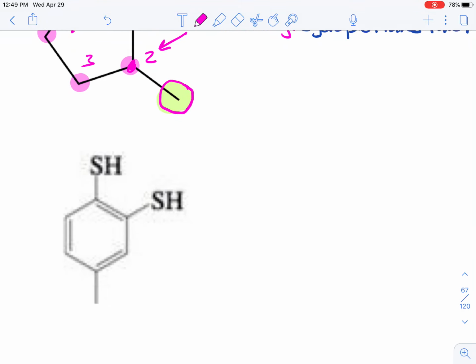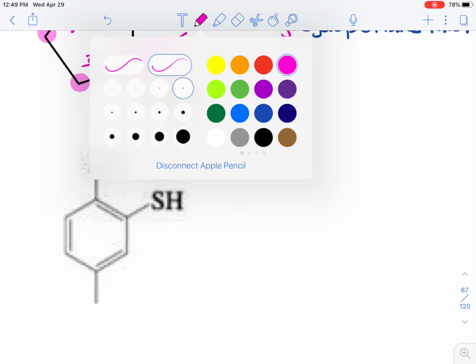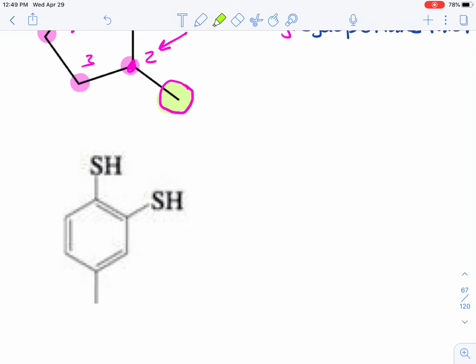All right. So let's talk about how to name sulfhydryl groups that are present in an aromatic compound such as benzene. It's been some time since we've discussed benzenes and naming benzenes and all that.